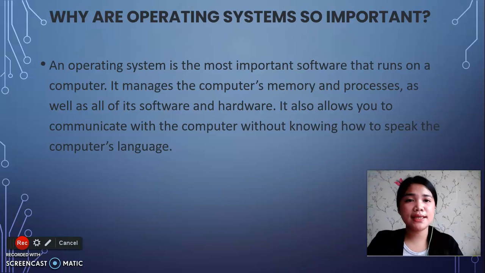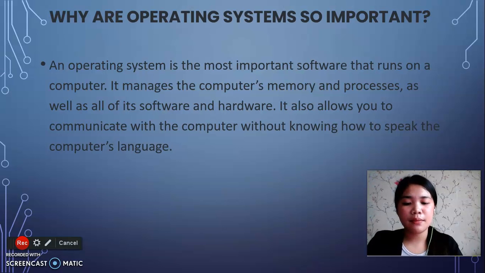So, why are operating systems so important? An operating system is the most important software that runs on a computer. It manages the computer's memory and processes as well as all of its software and hardware. It also allows you to communicate with the computer without knowing how to speak the computer's language.